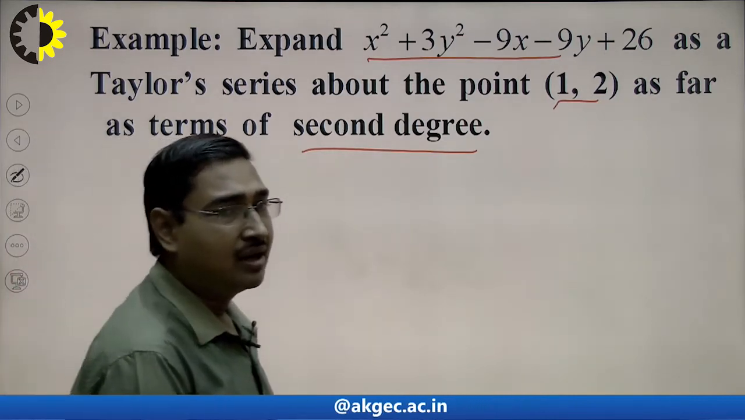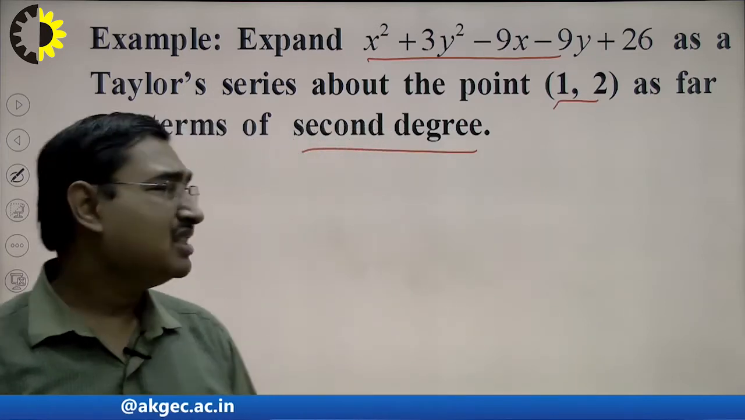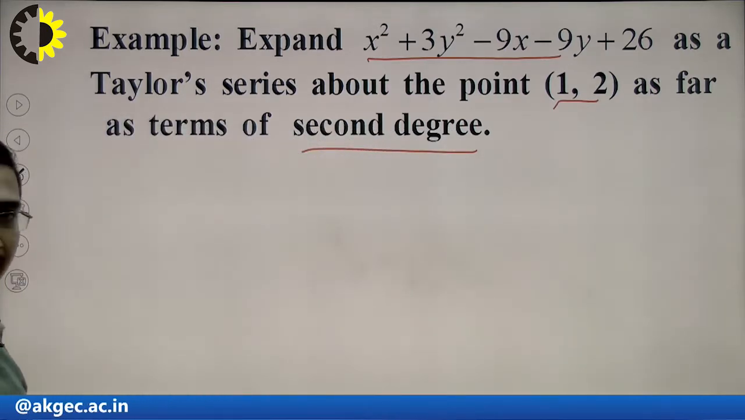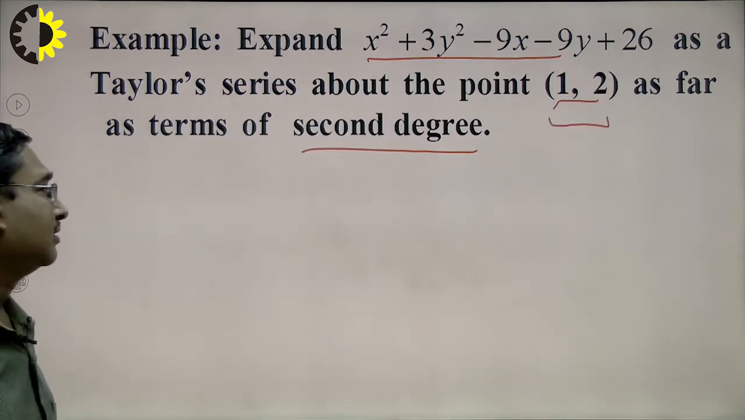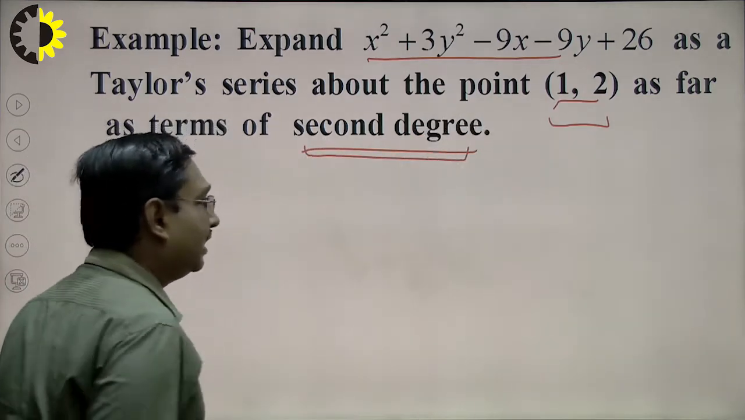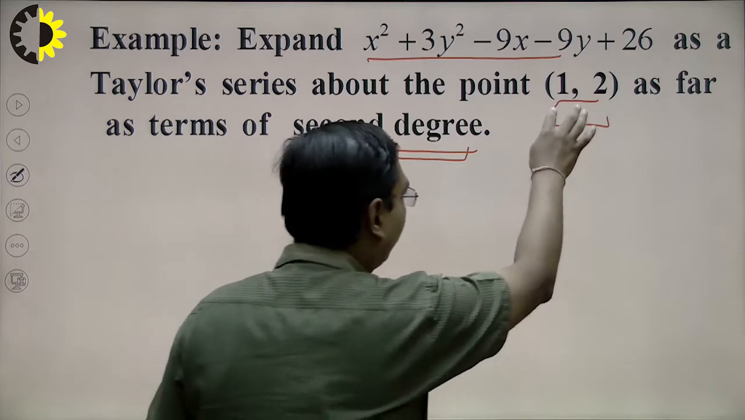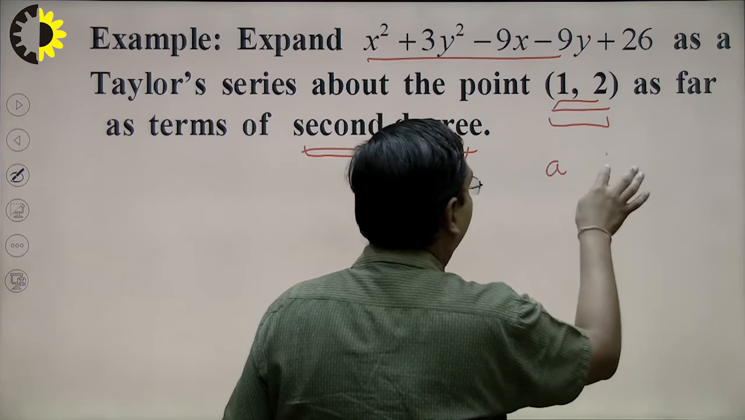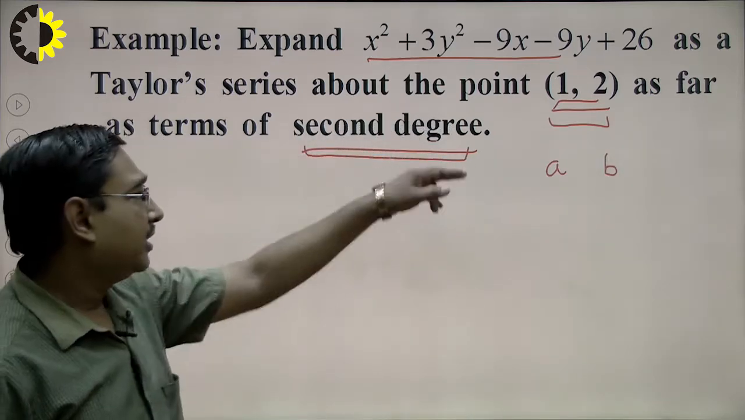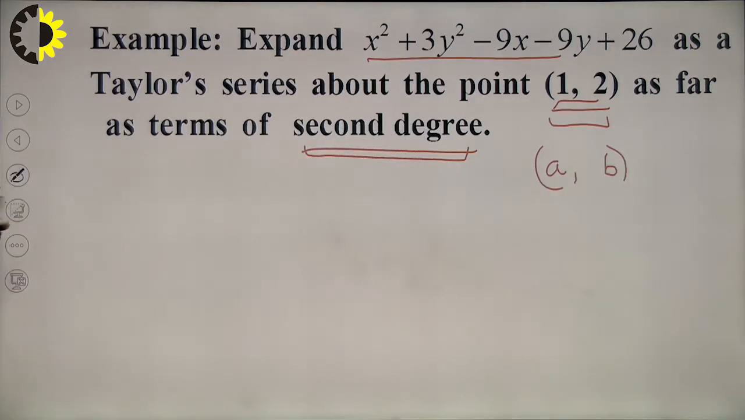Whenever we are to expand a function in Taylor series, we shall always require two pieces of information. Number one, the point about which the expansion is required, and number two, the degree of the Taylor polynomial which we are trying to find. First of all, the point about which we are to expand will give the values of a and b. Comparing this point (1, 2) with (a, b), I shall calculate the values of a and b.